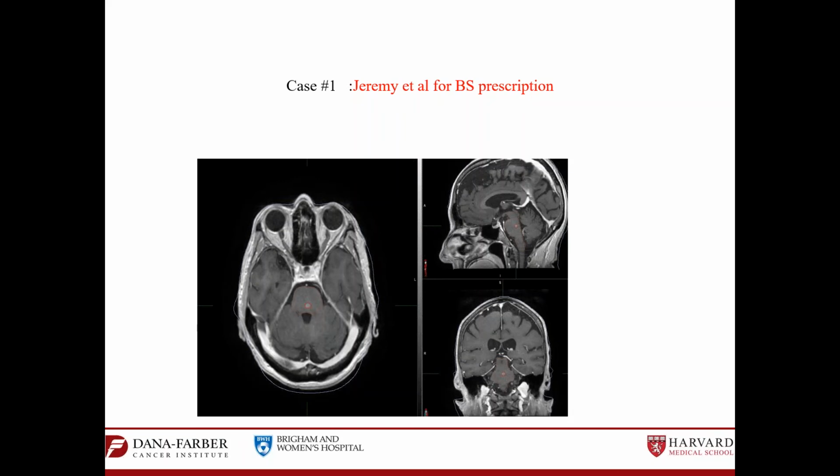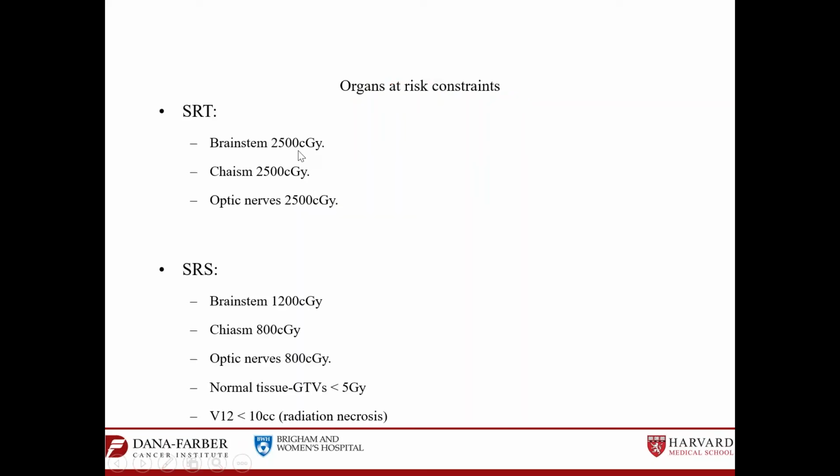So it's less than 2 centimeters, but it's in the brainstem. So we can give 24 gray in 1 fraction, but then I think the constraint for the brainstem was around 25 gray. So it's 25 if you're doing SRT, but if you're doing SRS, is it 12 gray?